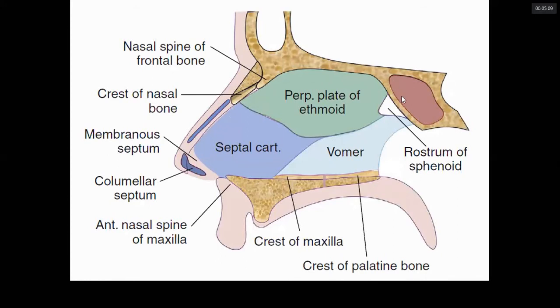The septum proper has two parts, the cartilaginous part and the bony part. This cartilaginous part is also called the quadrilateral cartilage, because it has four sides and because of its shape. And this is the bony part. So superiorly there is the perpendicular plate of the ethmoid, and inferiorly there is the vomer bone. And all of this helps to form the septum proper.